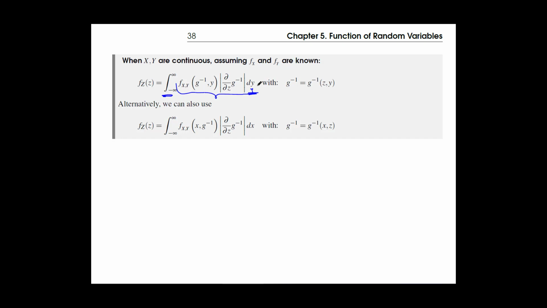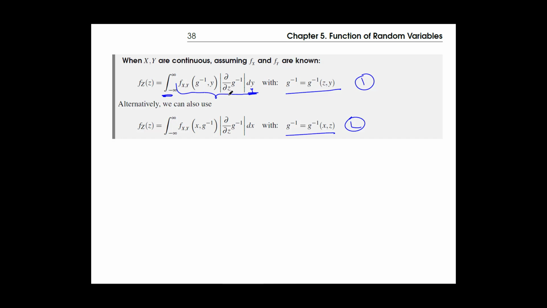And again, as in the discrete case, we have two options. That's option 1 or option 2, depending on what inverse we choose to do. Here it gives you the value of x, and here it gives you the value of y. So again, it's the same formula, but for two variables. So the joint times the absolute value, but then we take the integral, because we're taking the marginal. And that gives you f of z.